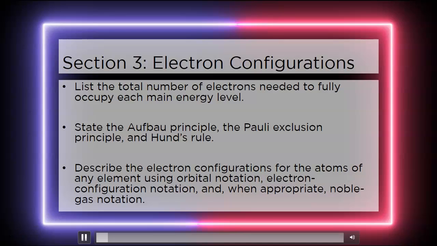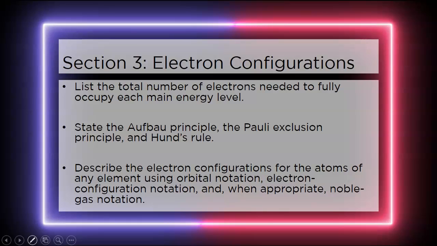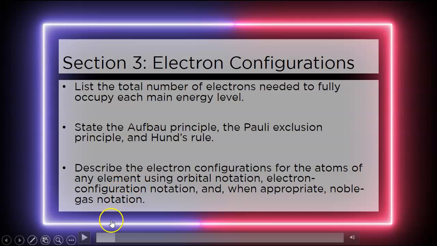So the goal for section 3 is to talk about how electrons have essentially their own address within the atom, and these configurations are important because they tell us how the atoms are going to react, how they're going to act in order to obtain essentially an ideal electron configuration. So we're going to go over 3 rules that dictate how electrons fill the different energy levels that we talked about in the previous lesson.